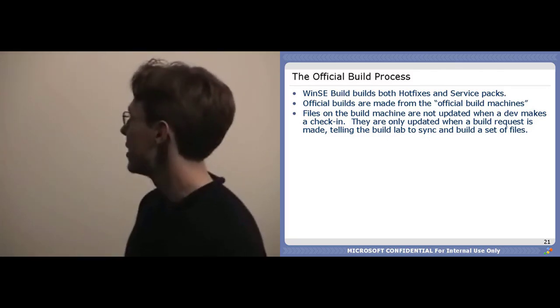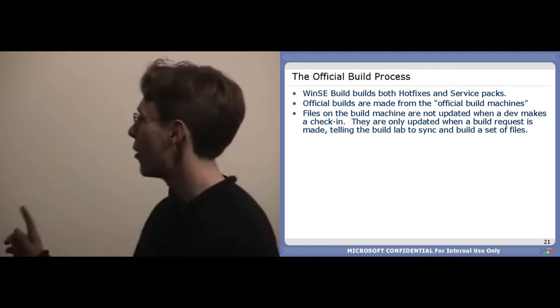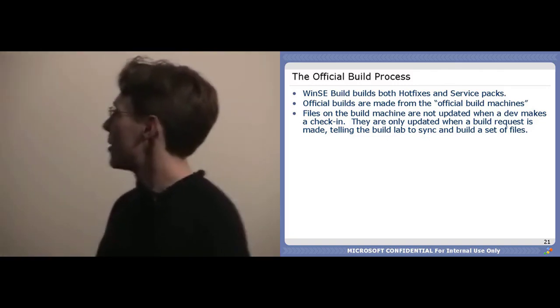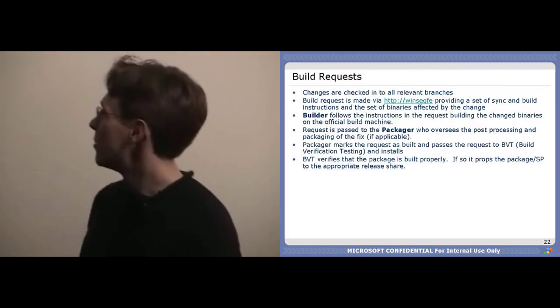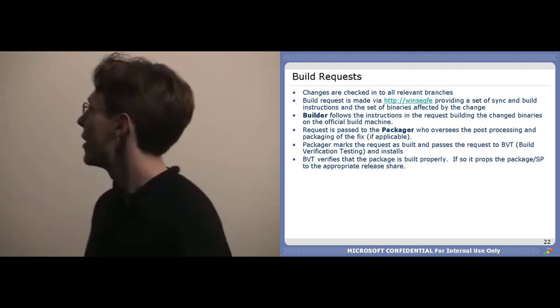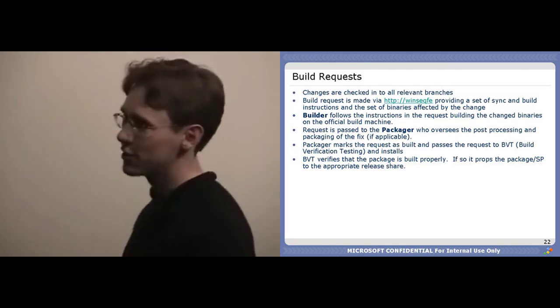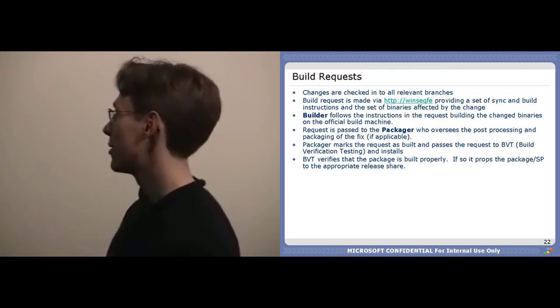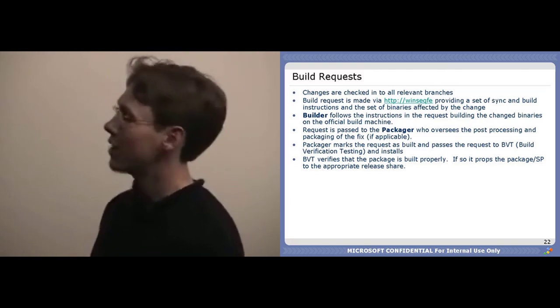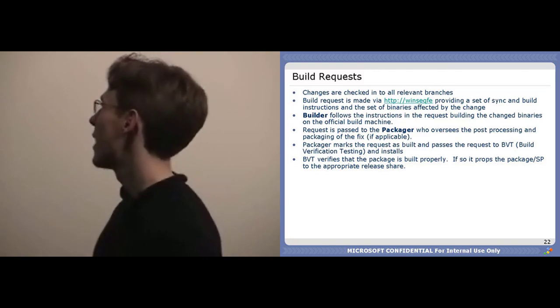So that's what that says. The files on the build machine are not updated when a dev makes a check-in. They are only updated when a build request is made, telling us to sync a certain set of files. So what are these build requests? Well, they check into all the relevant branches, and as you saw, if I make an XP change or a Server 2000 change, that may be 2 or 3 branches that I have to check into.